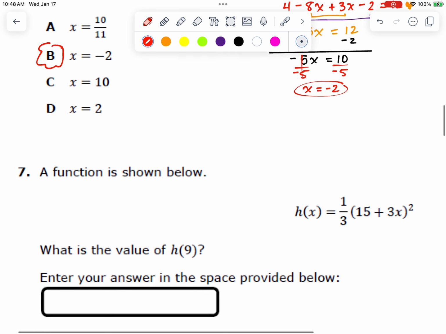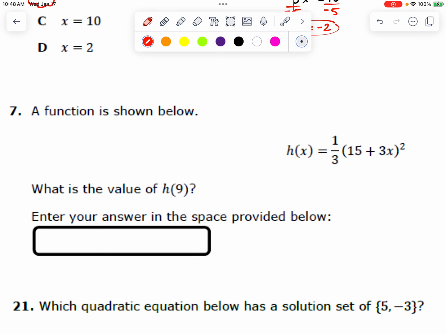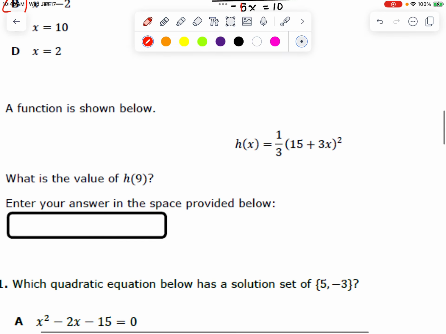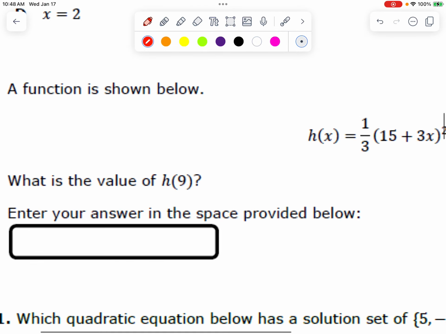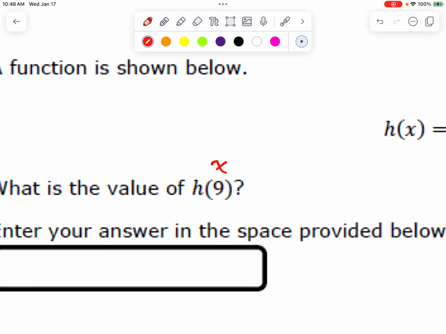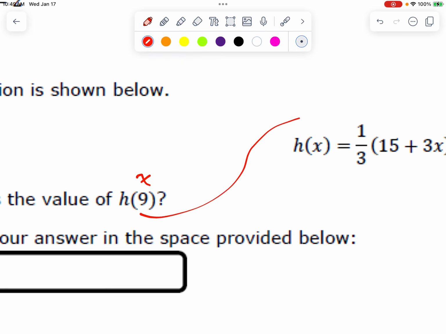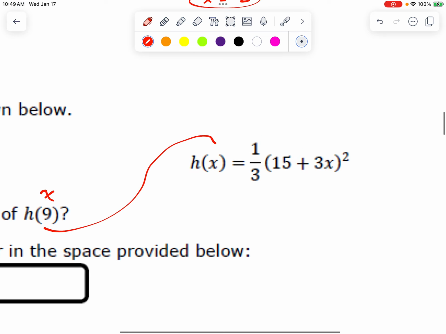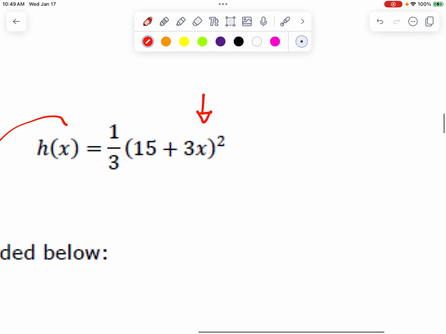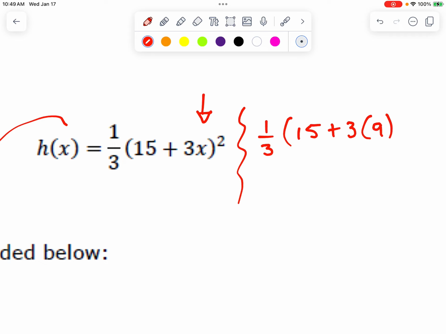All right, let's take a look at our next example. We have a function here, this h of x function, and they're asking us what is the value if we plug in a 9 for x. So they're just saying, take this 9 and plug it in right here into the equation. And that's what we're going to do here. So let's do that off to the side. We have 1/3 parentheses, 15 plus 3, plug in the 9 for x, close your set of parentheses, and then don't forget about your little square right there.